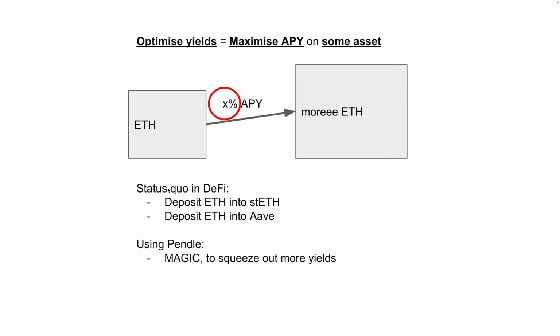For example, you might put your ETH into stETH to get the ETH staking yield, or you might deposit your ETH into Aave. So using Pendle, the gist is you can use some DeFi magic to squeeze out more yield on top of a yield generating pool. So like for stETH, if you use Pendle, you will have more ways to get higher yield than just normally putting your stETH into Lido. So yeah, without further ado, let's dive into how to optimize your yield using Pendle, right?